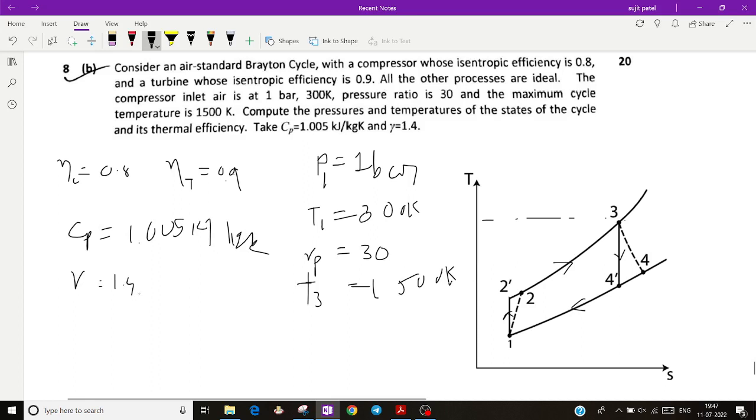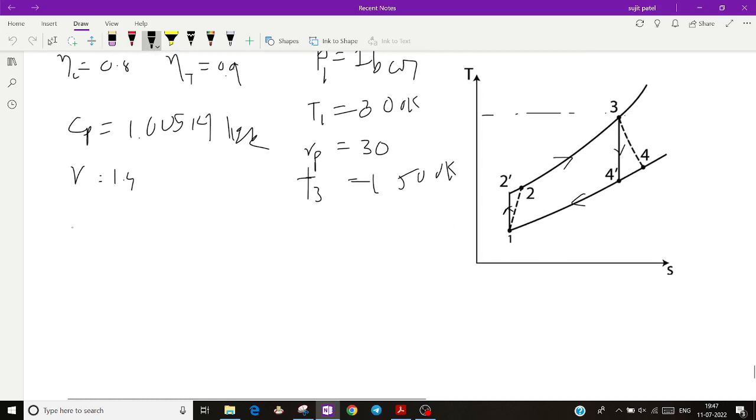What you have to find is to compute the pressure and temperatures of the states of the cycle and its thermal efficiency. That means we have to find the temperature as well as pressure at all the states, and the thermal efficiency. So how to proceed? First of all, we know that heating and cooling are constant pressure heat addition and constant pressure heat rejection processes.